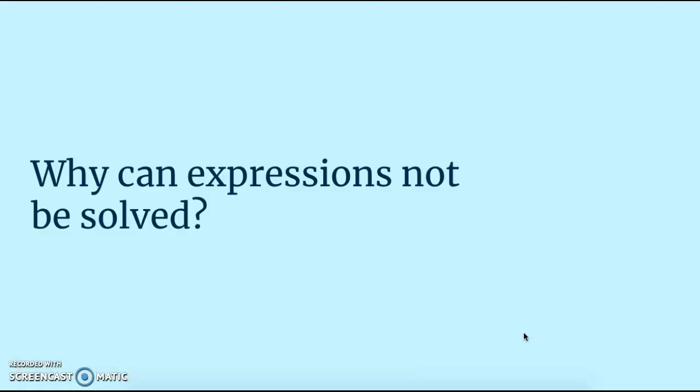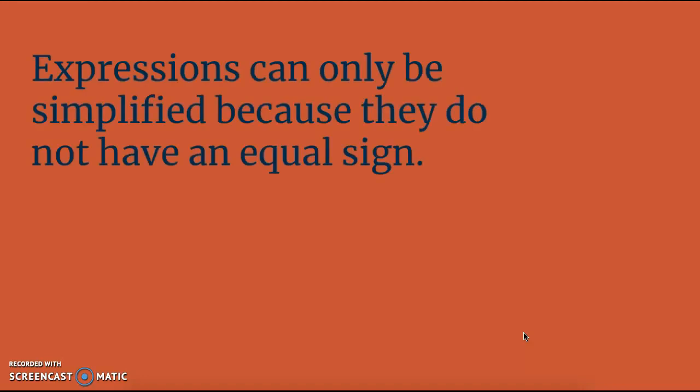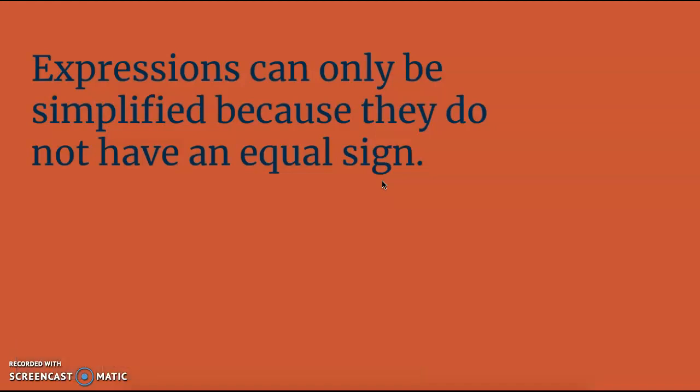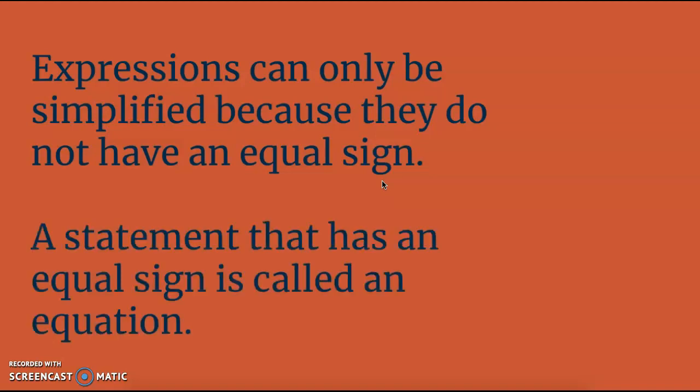So our big question for this unit is, why can expressions not be solved? What do you think? Why are we using the word simplify and not using the word solve? The answer to that is that expressions can only be simplified because they do not have an equal sign. The equal sign is what allows something to be solved. And since expressions will never have an equal sign, all we can do is simplify them. When you see a math statement that does have an equal sign, that's called an equation. And we are going to talk a little bit about equations next week, and you will do a lot of work with them in your 7th grade math class.